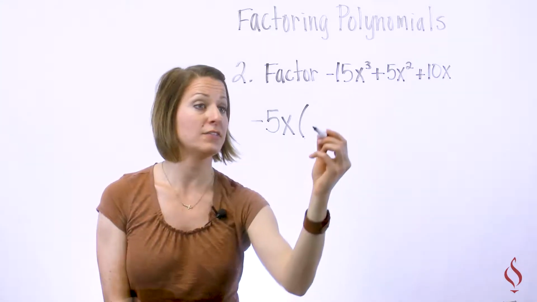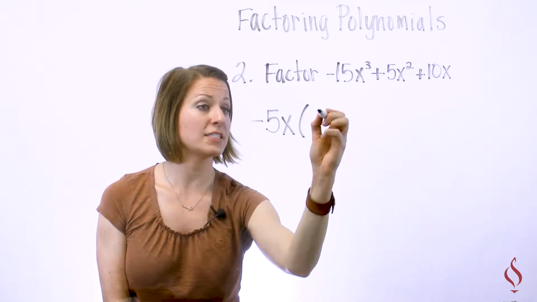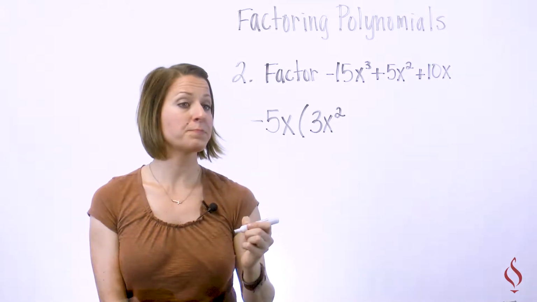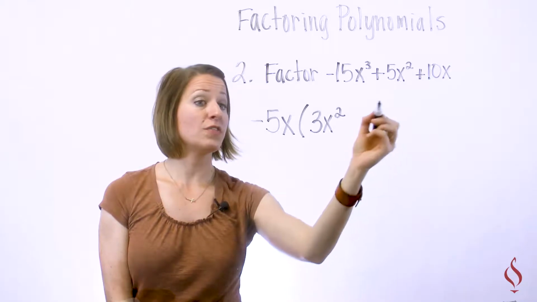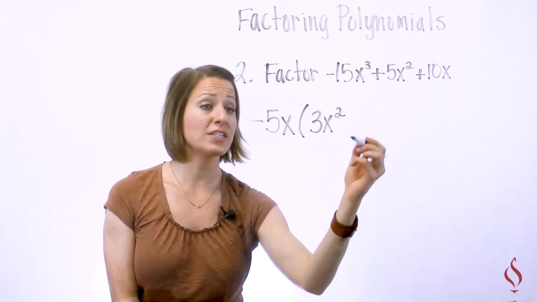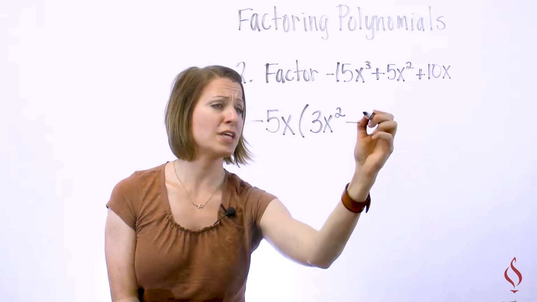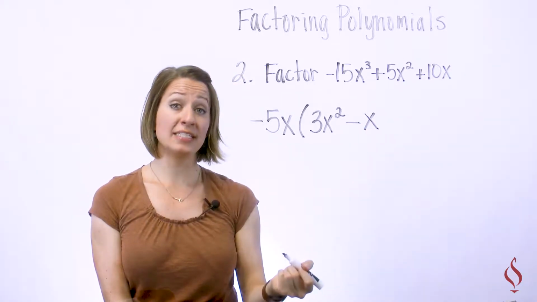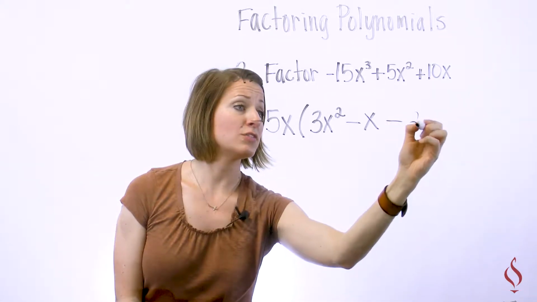Don't forget about the negative. So taking this first term, when you factor out negative 5x, you have a 3x squared. It's a positive 3x. When you factor out the negative 5x from positive 5x squared, you are left with a negative 1x. You don't have to put that 1 in place. And then when you factor the negative 5x from the positive 10x, you're left with a negative 2.